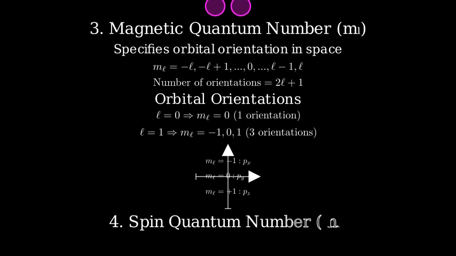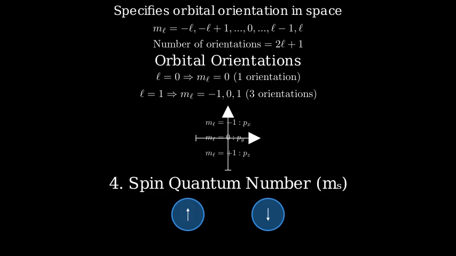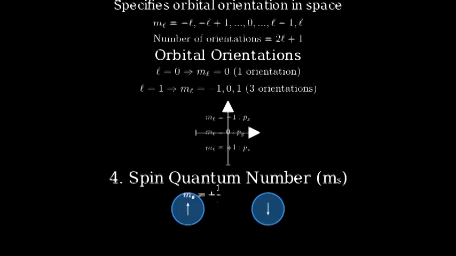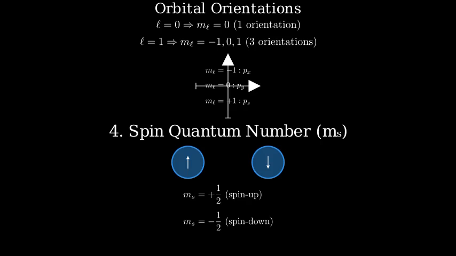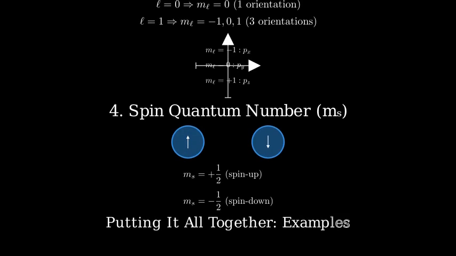Finally, we have the spin quantum number, m sub s. This describes the intrinsic spin of the electron. It can only take 2 values, plus 1/2, which we call spin up, and minus 1/2, which we call spin down. Let's put it all together with some examples.